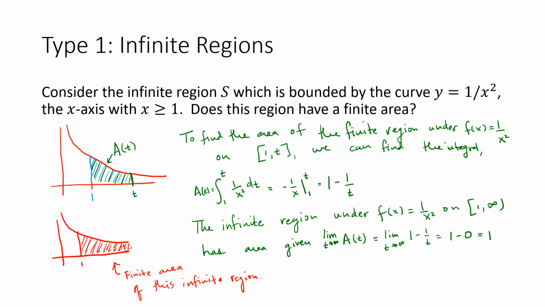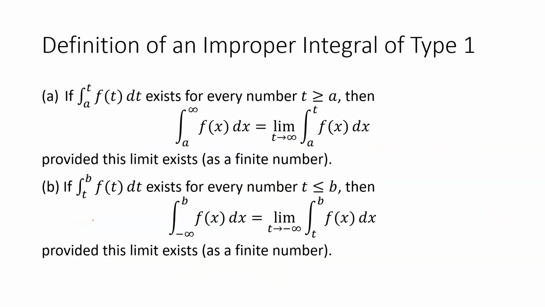So this is one way we can think about this first type of improper integral, which is to integrate over an infinite region. Essentially what we just did was compute an integral of this type from a to infinity. As long as the integral from a to t of f of x exists for every number t greater than or equal to a, then the integral from a to infinity of f of x dx is equal to the limit as t approaches infinity of the integral from a to t of f of x.